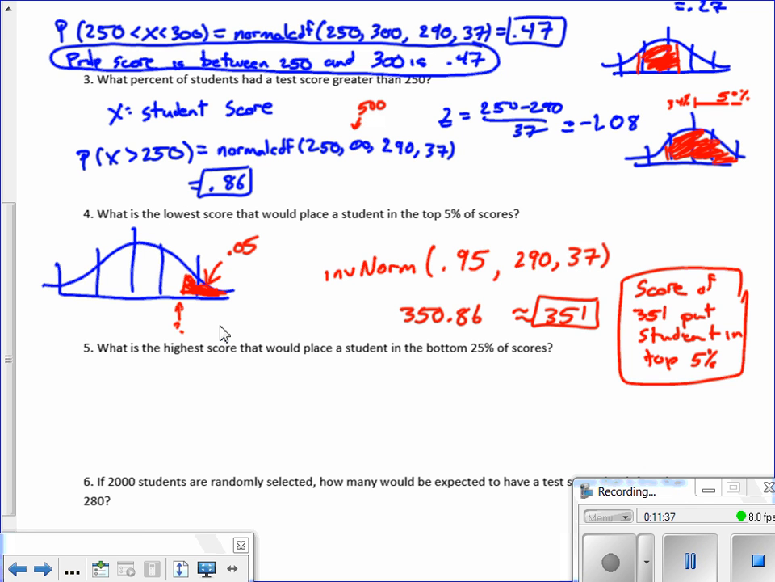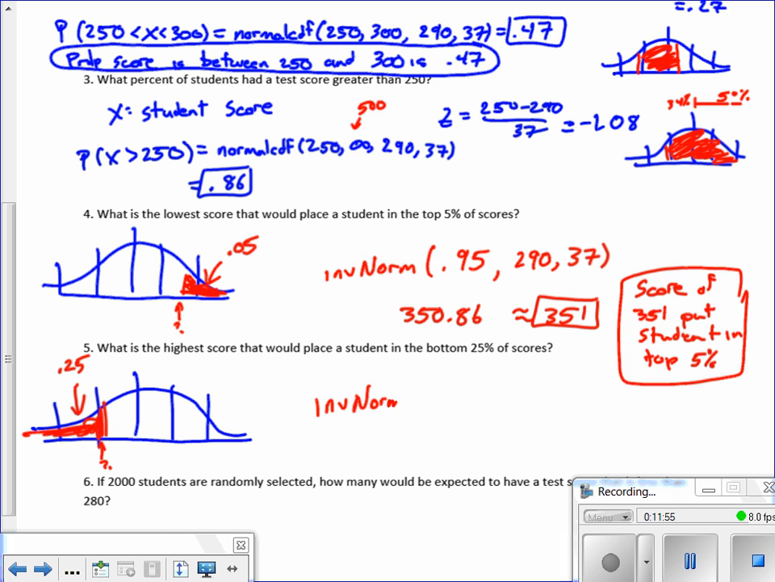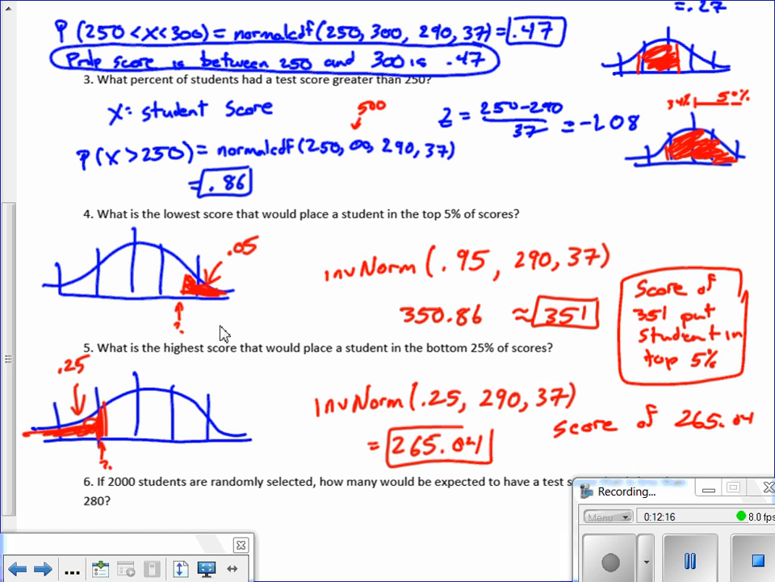And then again, what's the highest score that would put you in the bottom 25%? So again, I think it's worth drawing the curve real quick. I'm just kind of thinking, so bottom 25%. So now we know this area is 0.25. So at this point, everything's good with inverse norm. We don't have to worry about flipping anything around. We just go from 0.25. There's your mean of 290, and then the standard deviation of 37, 265.04. So a score of 265.04 is bottom 25%.